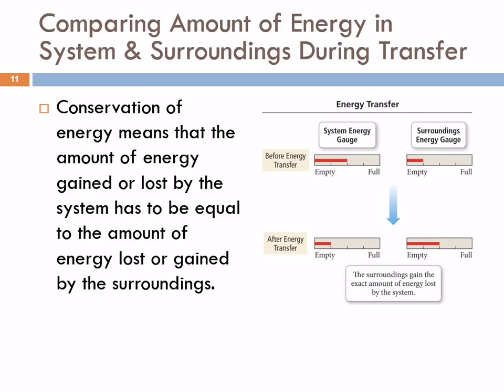So conservation of energy means that the amount of energy gained or lost by the system, whatever it is that we're looking at, has to be equal to the amount of energy lost or gained by the surroundings. It's like transferring money from your checking to your savings account. If I define the checking account as the system, the savings account as the surroundings, money that leaves the checking account is going into the savings account. Does any get lost in that transfer? Not if your bank is decent, right?